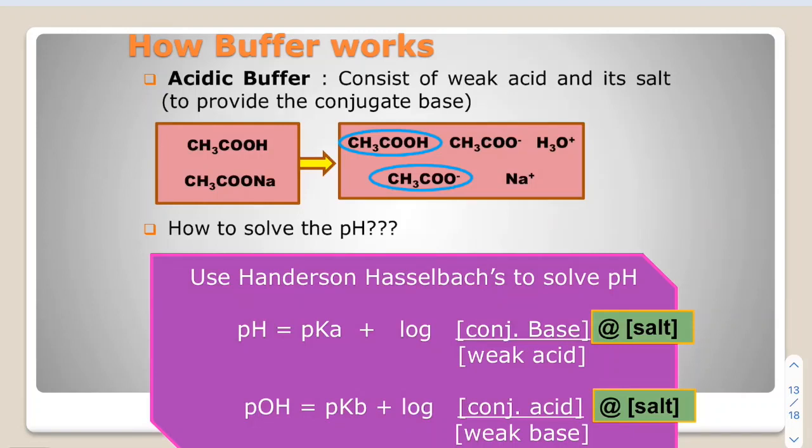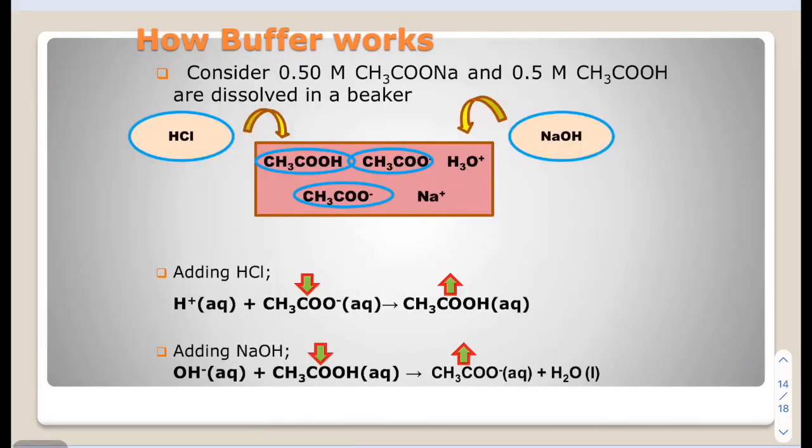So if you want to determine or calculate the pH of the buffer system, we can use this equation. If we have an acidic system, pH is equal to pKa plus log concentration of the conjugate base, or concentration of the salt, over concentration of the weak acid. While for the pOH, it is equal to pKb plus log concentration of the salt over the concentration of the weak base. So how does the buffer system work?